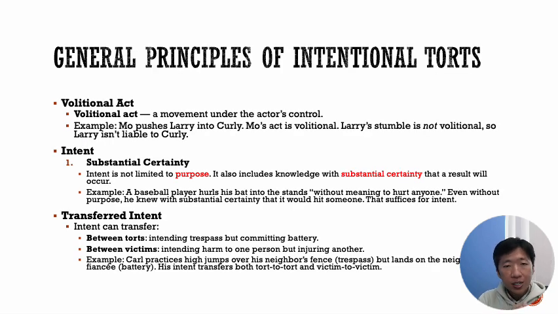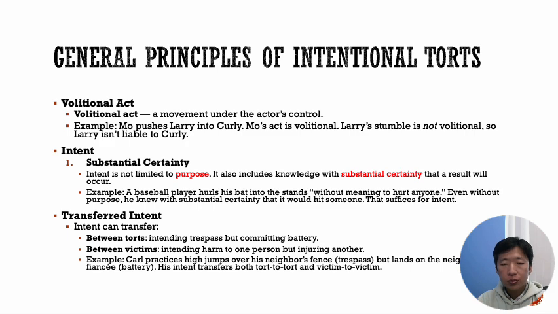Okay, since they are intentional torts, the commonality of all the 7 torts is intention. In this page, we're going to talk about the intention. What can be constituted as intention and what elements must be met? The first element we need to capture for intentional tort is volitional act. Whether this act is volitional or it is just a reflex. Volitional act means a movement under the actor's control, but not a reflex.